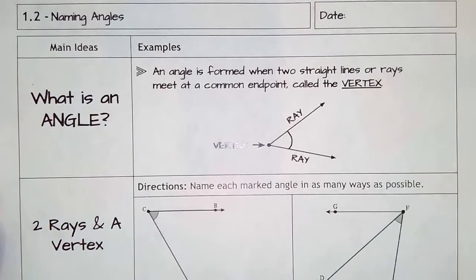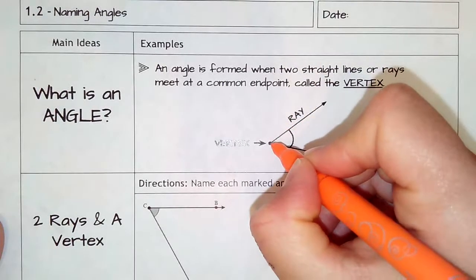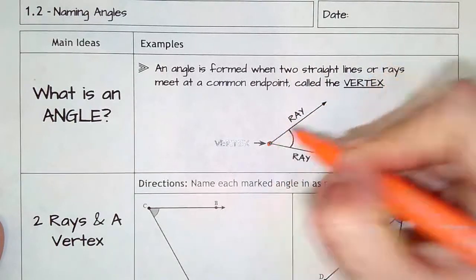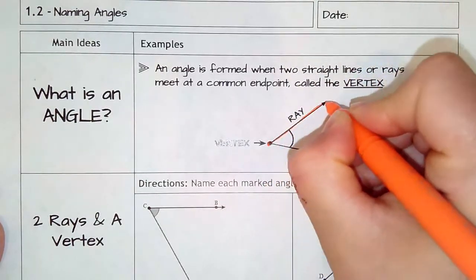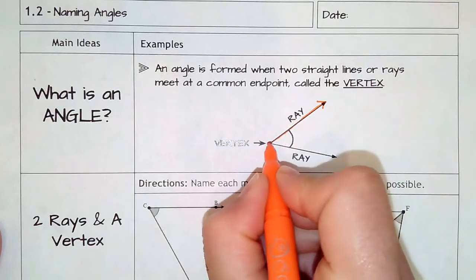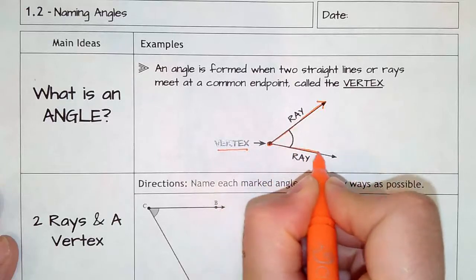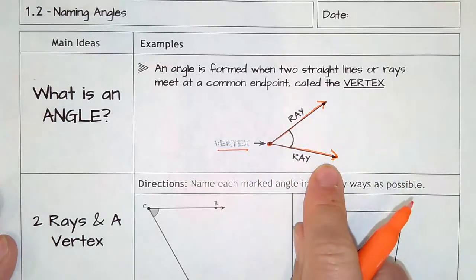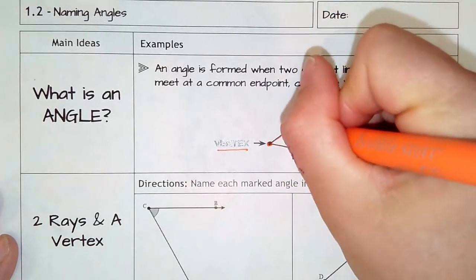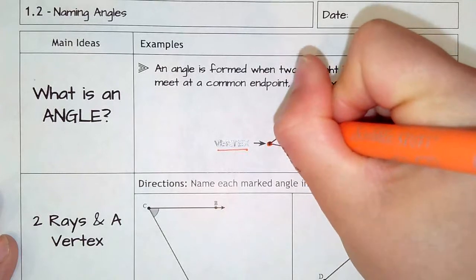Okay, so I made a little diagram here for you. So this would be called a ray because it has an endpoint and it extends in one direction forever. And then here's an endpoint. See, they share this common endpoint, so it's called the vertex. And this ray would continue forever. So the angle is actually this amount of opening.